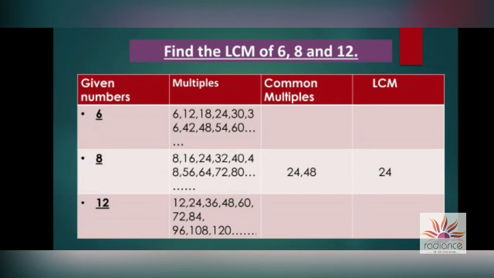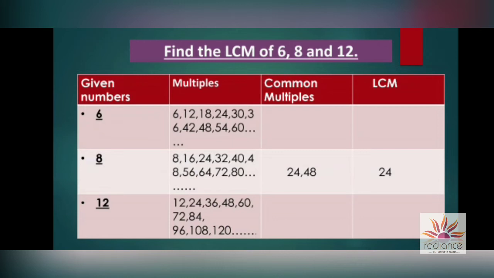Step 2 was we need to find out the common multiples. Here the common multiples are 24 and 48, and with the help of this, the third step was we need to write the LCM, that is least common multiple, and that is 24. If you follow the steps carefully, you will easily find out the LCM of the given numbers.